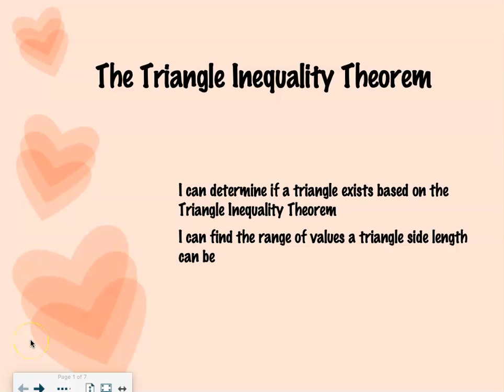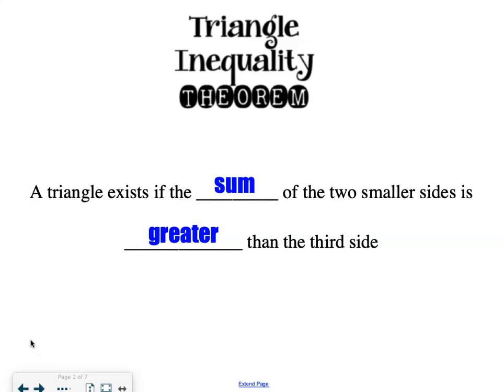Okay. Today we are going to determine if three sides can make a triangle, and then find the range of possible sides. It sounds confusing, but it's super easy. Okay? So, in order to figure out if three sides can actually form a triangle or not, the sum, what does sum mean?